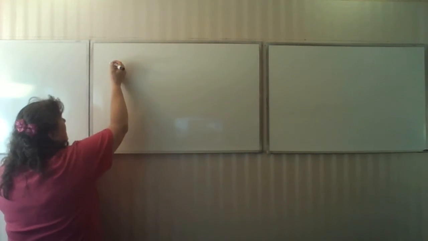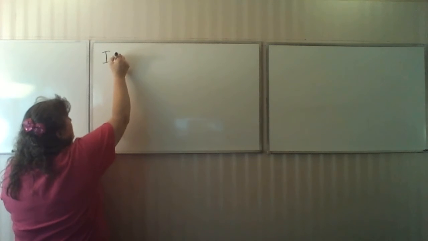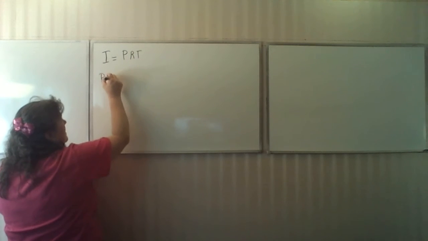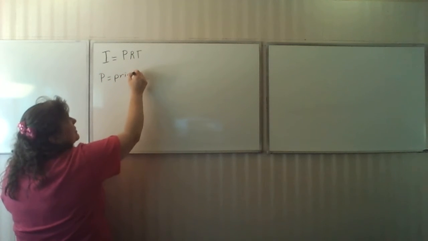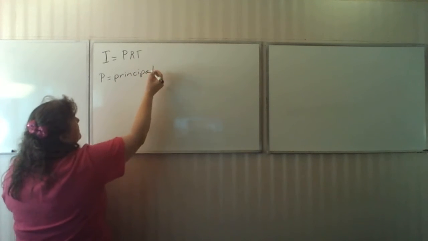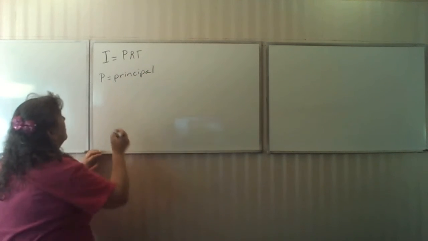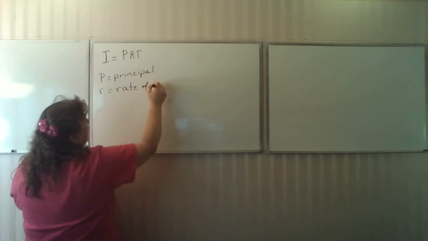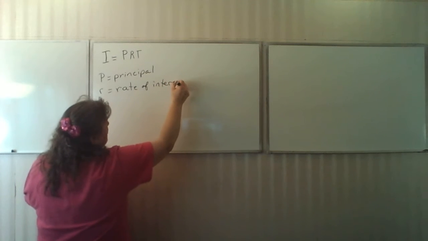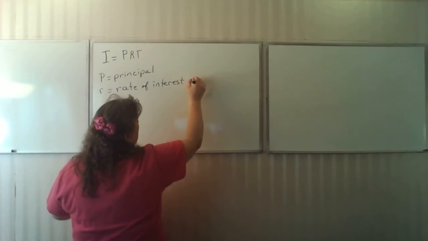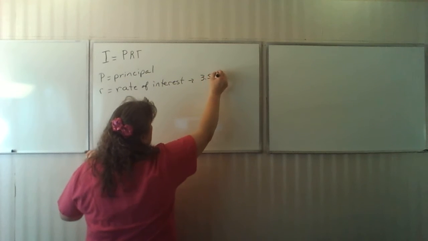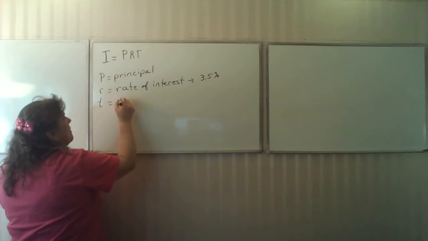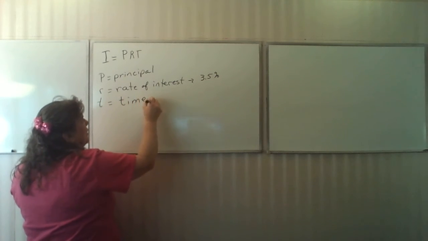Your interest formula is I equals PRT. P stands for the principal, in other words, the amount of money that you invest or the amount of money you borrow. R is the rate of interest, and that's usually listed as a percent, such as 3.5%, something like that, okay? And then T is the amount of time that you have borrowed that money.